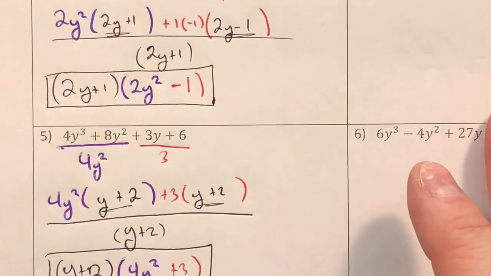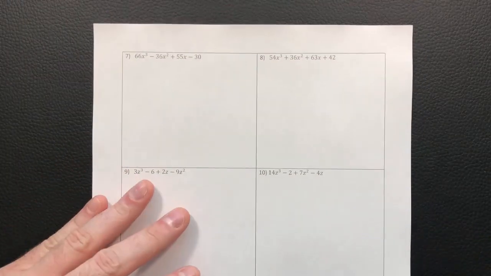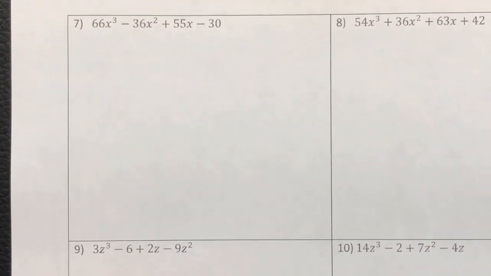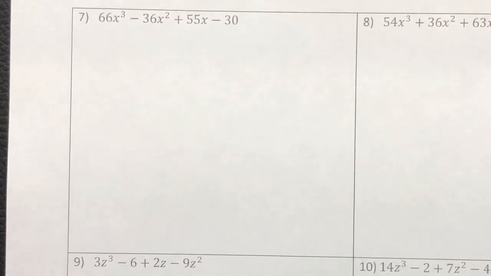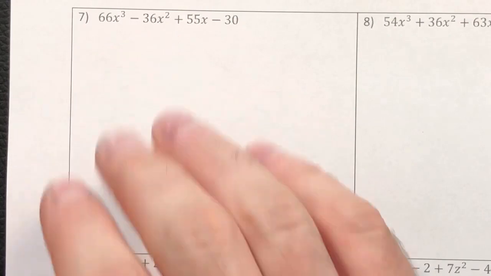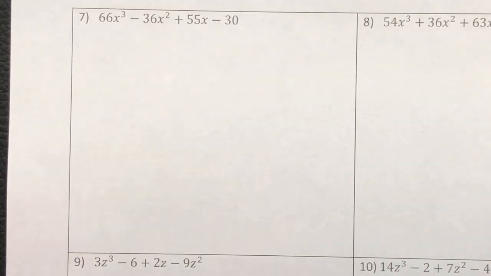So now that's going to bring us to the second part of our sheet. So let's take a look at number 7. Perfect. Okay. So with this one, we have larger numbers, and oftentimes students might get a little intimidated where they say, okay, what if I don't recognize what I can pull out that's the greatest? How would I handle that?